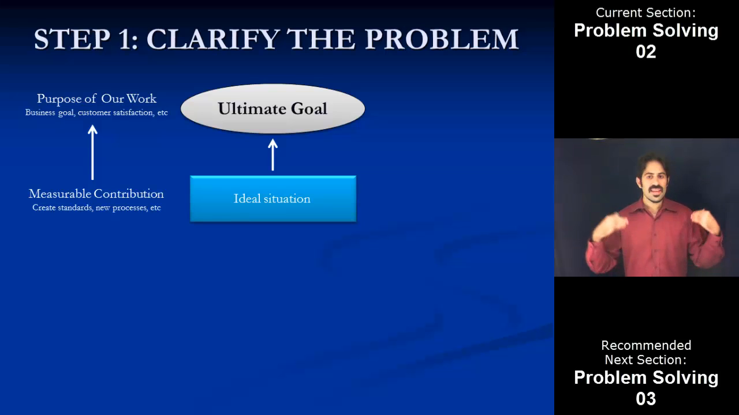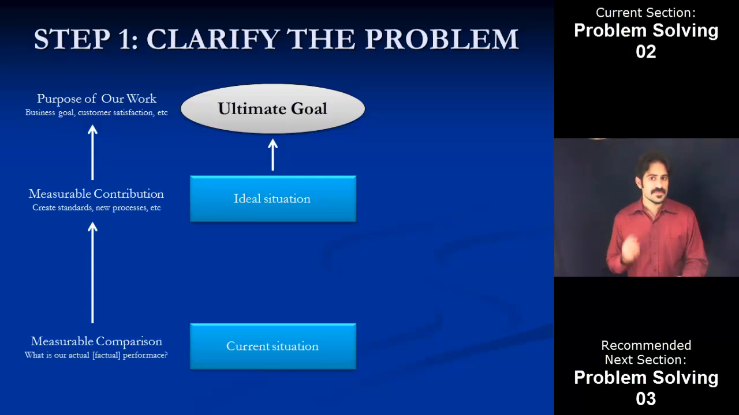So then the next thing is we want to understand and define what the ideal situation would be for this problem. Right? Is it 0% defects? Is it to make something half the size? What would be, in a perfect world, if we were to solve this 100% completely? What would it look like?